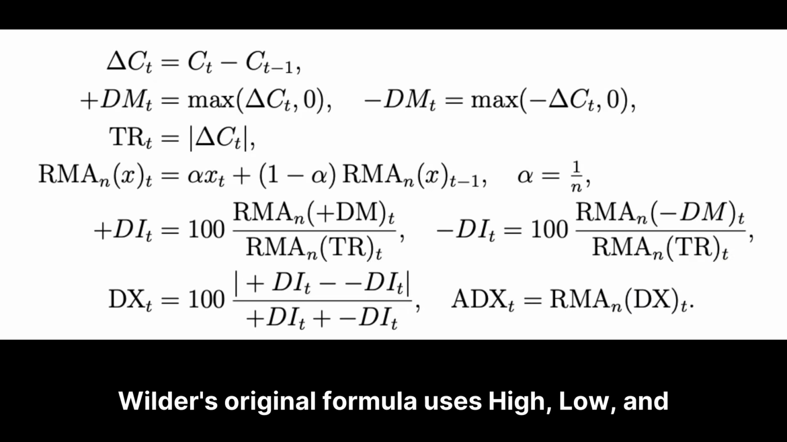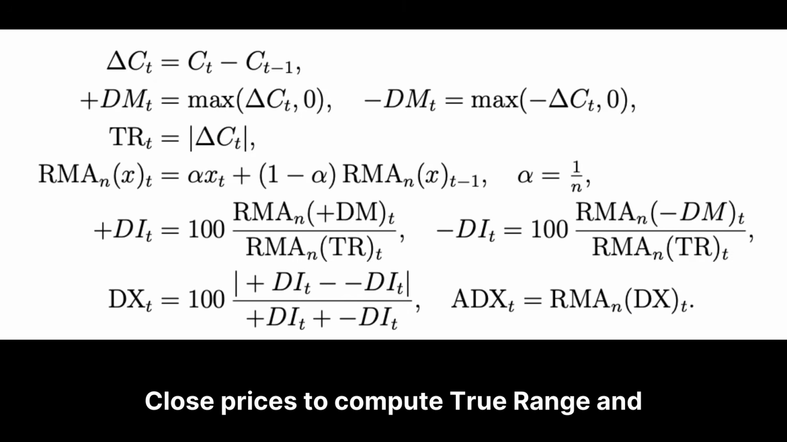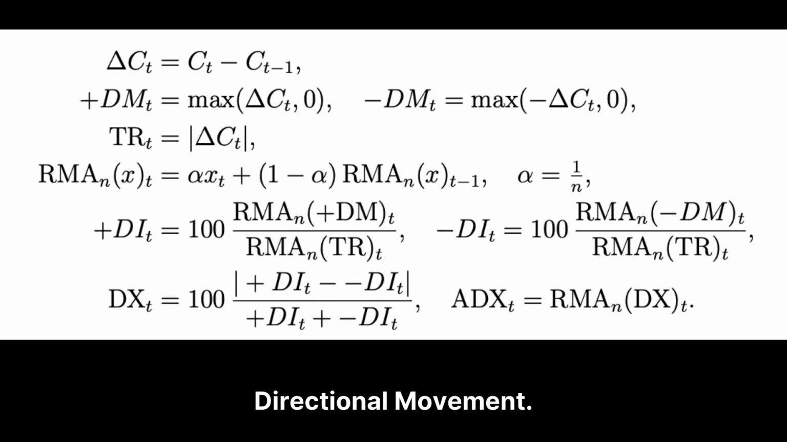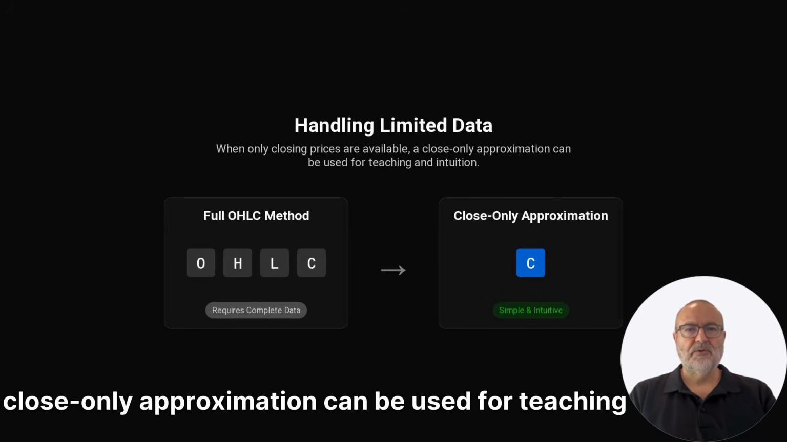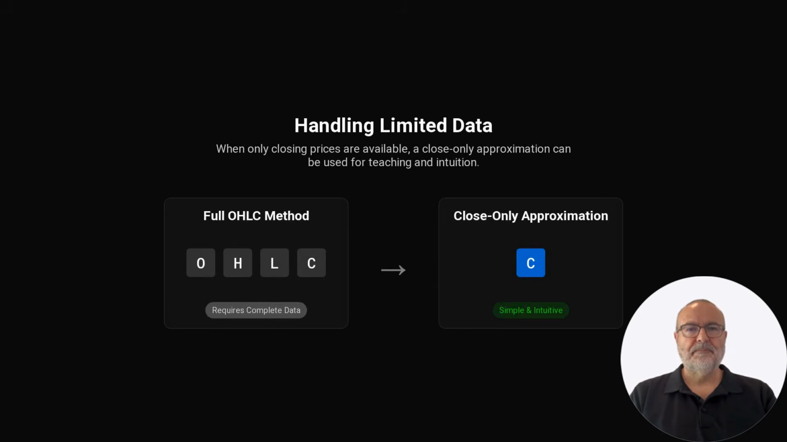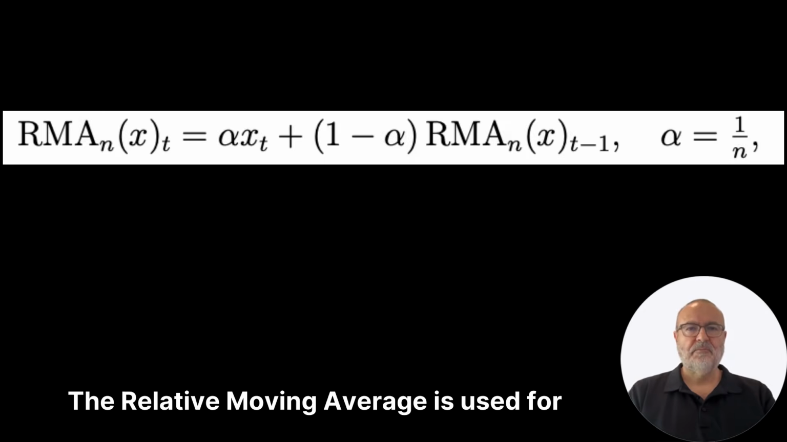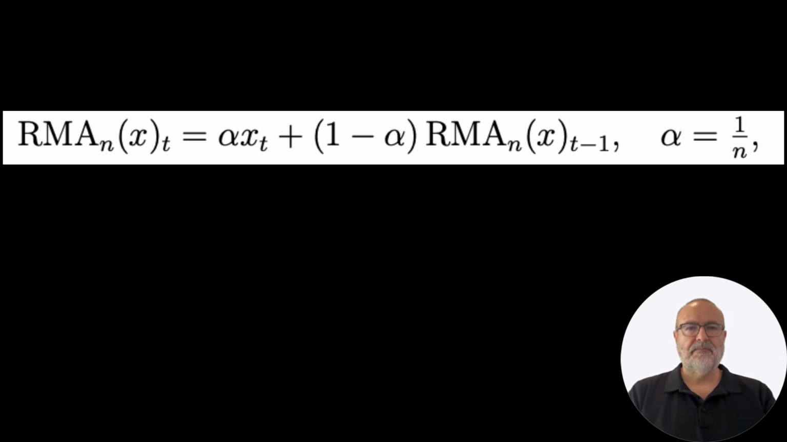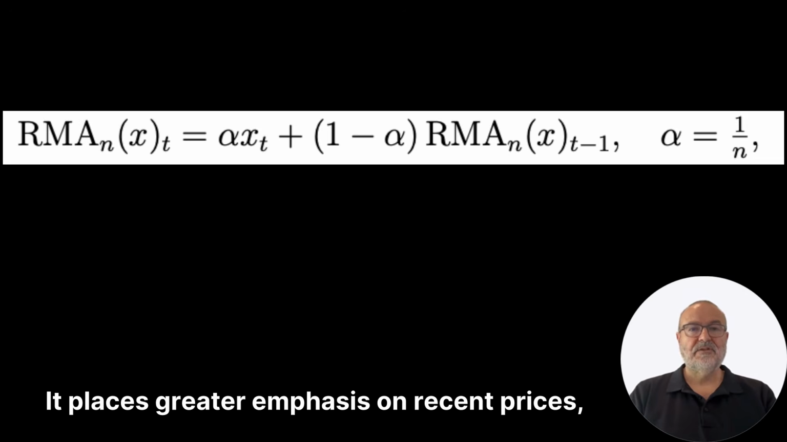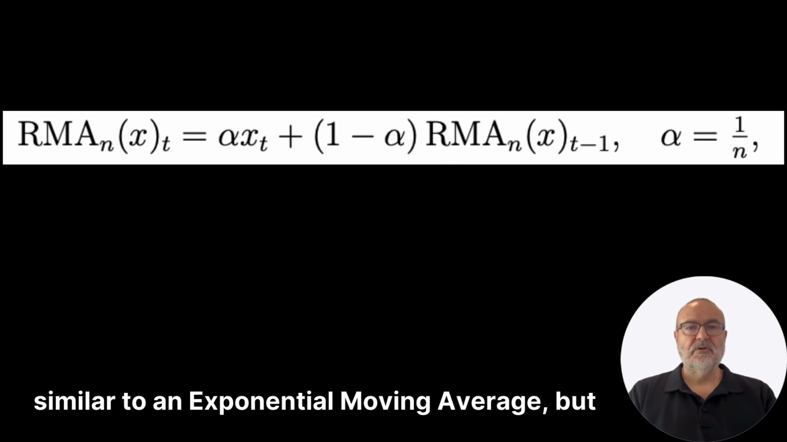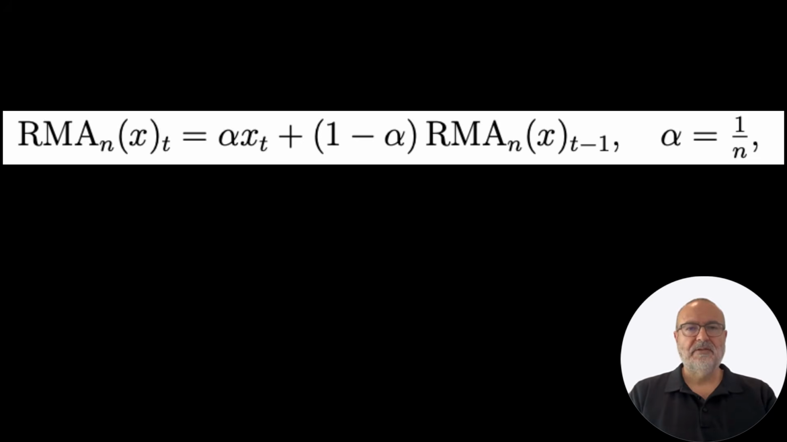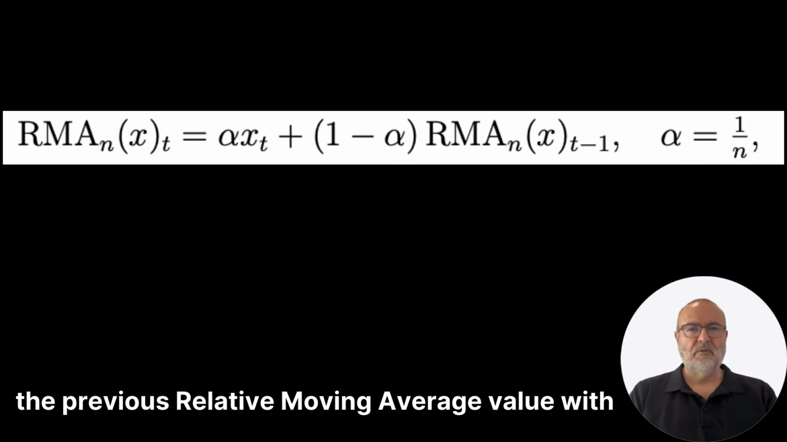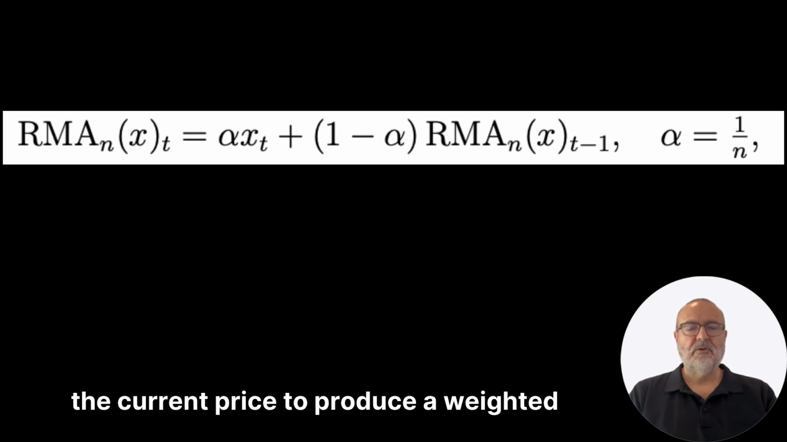Wilder's original formula uses high, low, and close prices to compute true range and directional movement. When only closing prices are available, a close-only approximation can be used for teaching and intuition. The relative moving average is used for smoothing. It places greater emphasis on recent prices, similar to an exponential moving average, but uses a distinct smoothing mechanism that combines the previous relative moving average value with the current price to produce a weighted average.